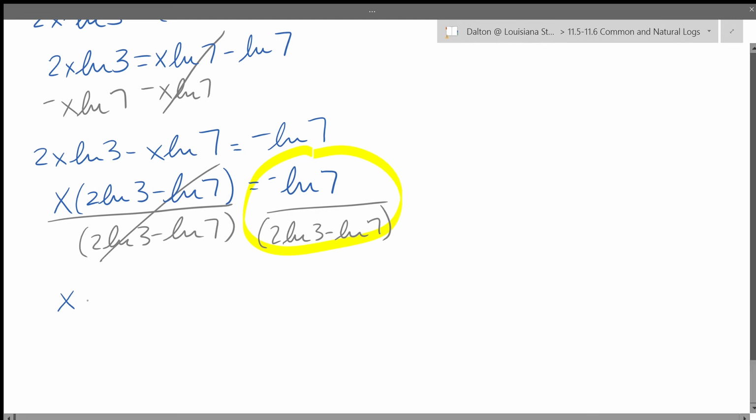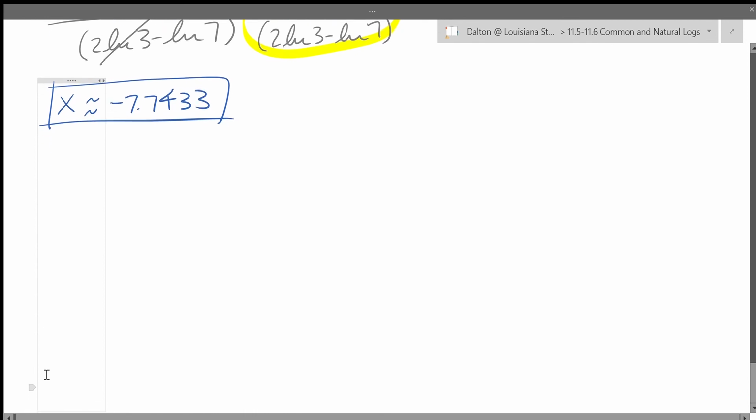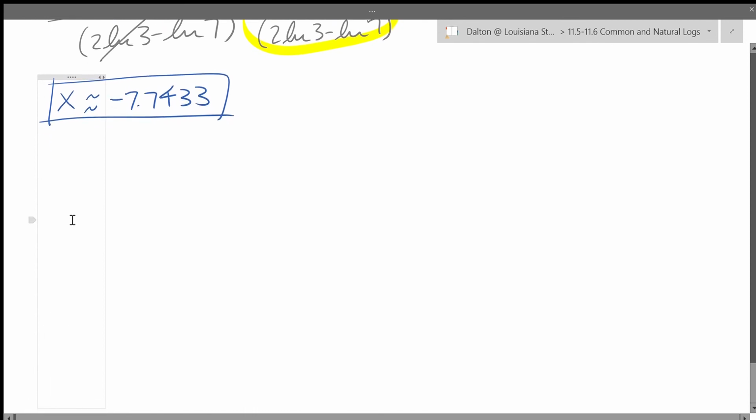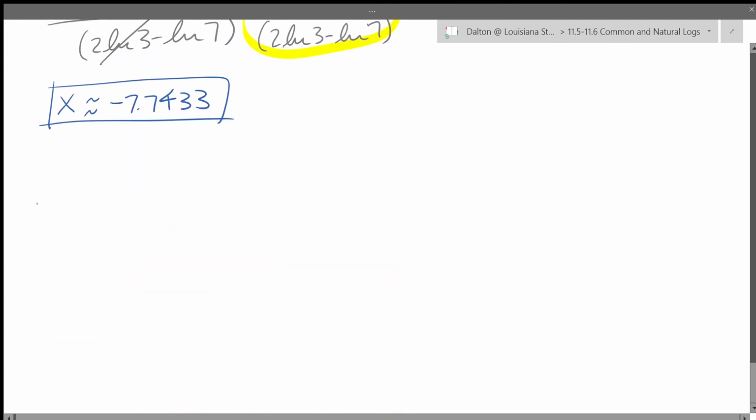When you do this, you should get that x is approximately negative 7.7433. Now, there was really no purpose in using natural logs there that was any more beneficial than using common logs. Like we could have taken the log of both sides and gotten the same exact answer. There are, however, some examples where using natural log is better, such as this, example number 5.